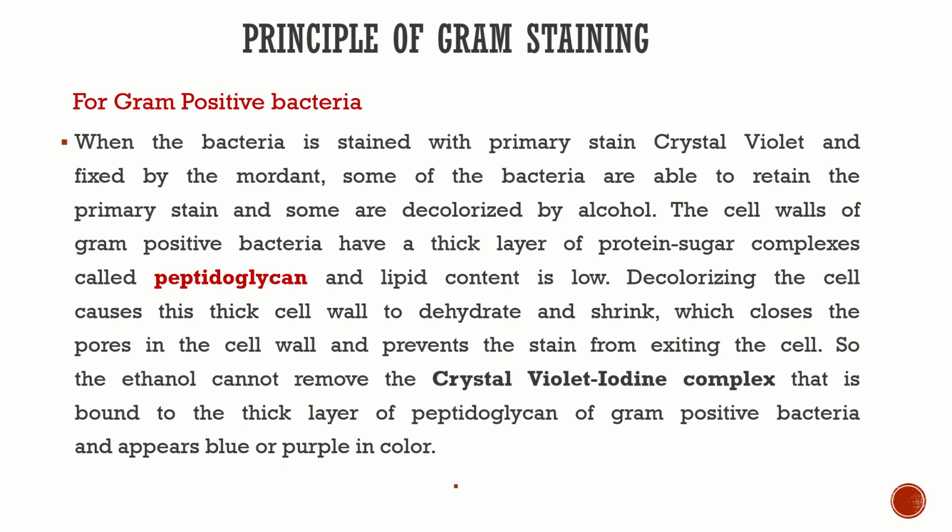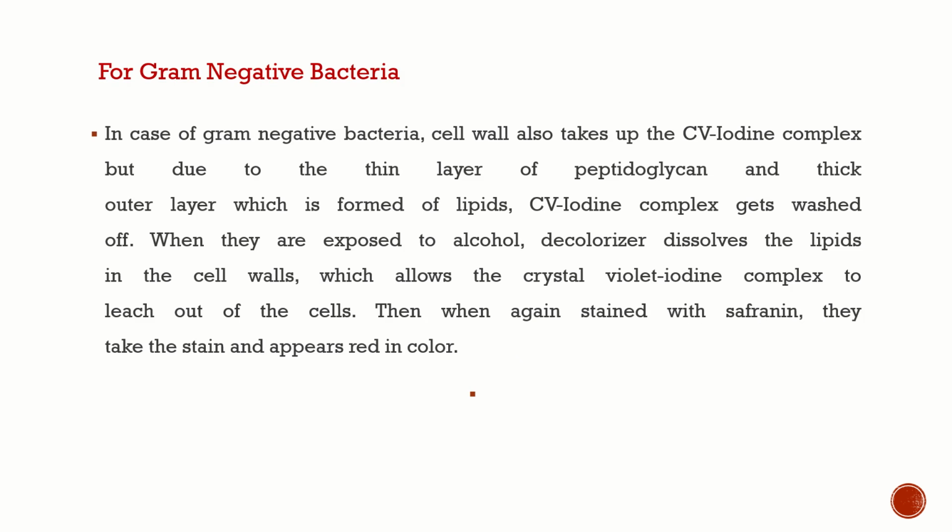Next, what happens to gram negative bacteria? In gram negative bacteria, the cell wall has peptidoglycan but in very less quantity. When crystal violet and iodine are added, it forms the crystal violet and iodine complex, but due to the thin layer of peptidoglycan, and the thick outer layer, that is lipid, the crystal violet and iodine complex gets washed off when we add alcohol.